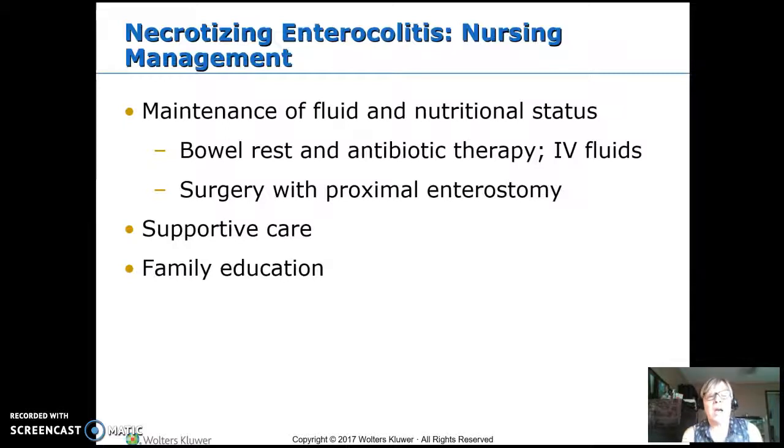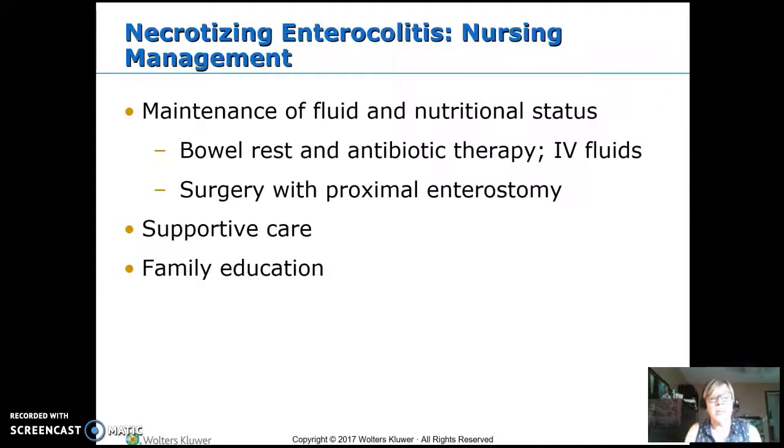And so, maintain fluid and nutritional status, right? We can't feed them, but they still need calories. They still need fluid. Bowel rest, so we're not going to put any feeding through there. We are going to give antibiotics because they will get septic, and IV fluids, and then the surgery. In the surgery, they take out the affected part of the intestine. We're usually talking about small intestine. So they'll do a temporary colostomy. They'll bring that up, they'll bring up the other end, and hopefully when everything's healed, they can re-anastomose, reconnect.